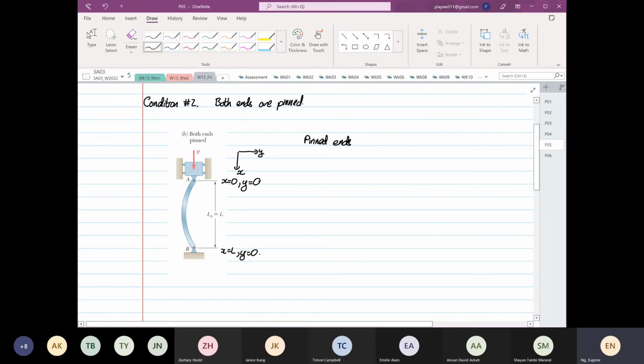As you can see, if you look at pin ends, it means that you allow linear motion in one direction. For this case, in one direction. And you allow rotation. Okay, so this is pin end.